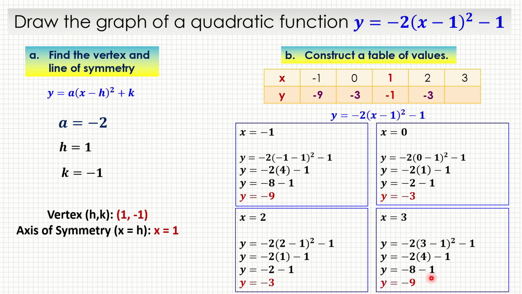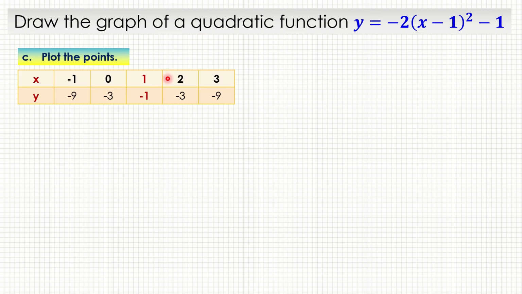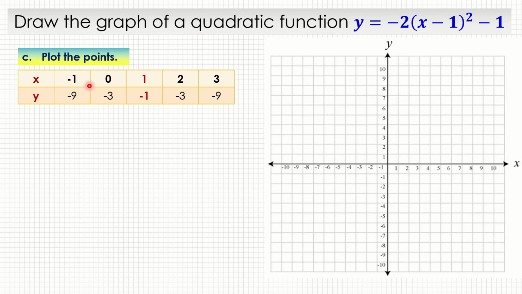Therefore, the last value of y is equal to negative 9. Now that we are done completing the table, let us apply it in our third step, which is to plot the given points to our Cartesian plane. So using the table, start with negative 1 and negative 9. So we have it here, 0 and negative 3, 1 and negative 1, 2 and negative 3, and the last one is 3 and negative 9.